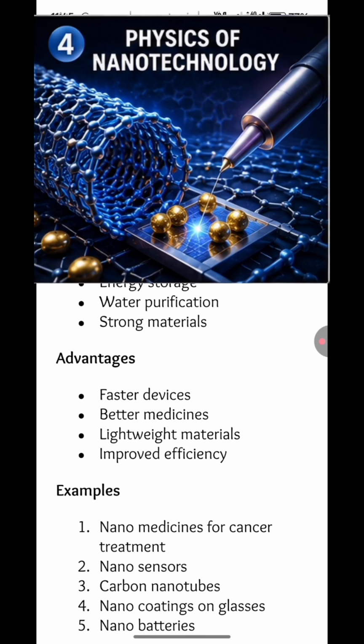Some of the examples of nanotechnology: nanomedicines for cancer treatment, nanosensors, carbon nanotubes. They are very small in size but very strong, and nano coating on glasses, nano batteries, etc.